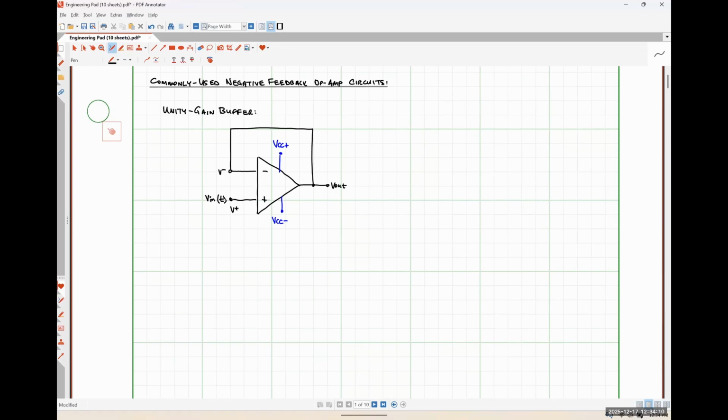And typically speaking, we don't use a unity gain buffer to drive a load. So I'm not going to put some load resistance connected between the output pin and ground. This is actually going to serve as the first stage of some larger amplifier circuit. So the output of this stage would actually be connected to the input of a secondary amplifier stage. And we'll talk about that when we talk about cascaded amplifier circuits on Friday, okay?